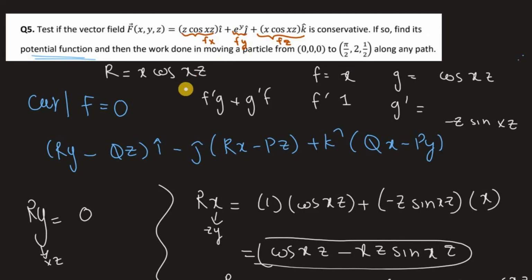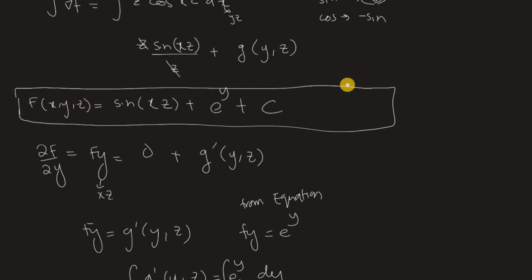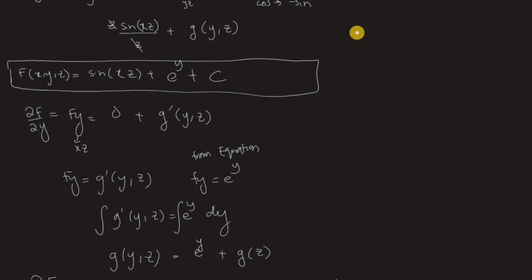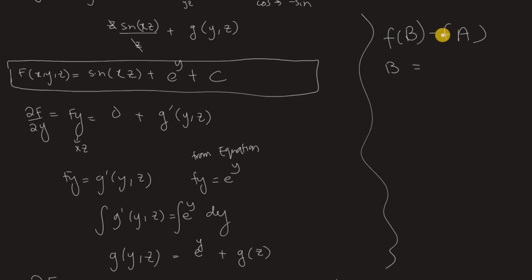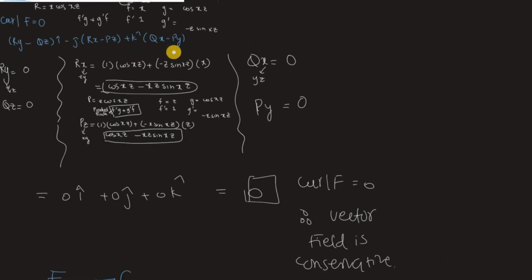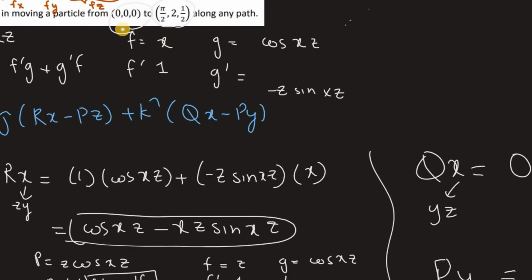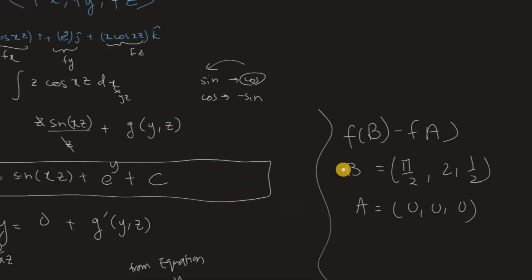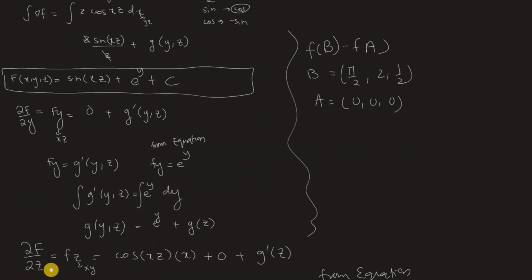So now let's go ahead and use this potential function to find the work done moving a particle from the points 0, 0, 0 to pi over 2, 2, 5. We're going to take this function and evaluate it from the given points. So we're going to do f of b minus f of a, and the point b that we have here is pi over 2, 2, 5, and point a that we have is 0, 0, 0. The second point is point b, and the first point is point a. So we always do f of b minus f of a.